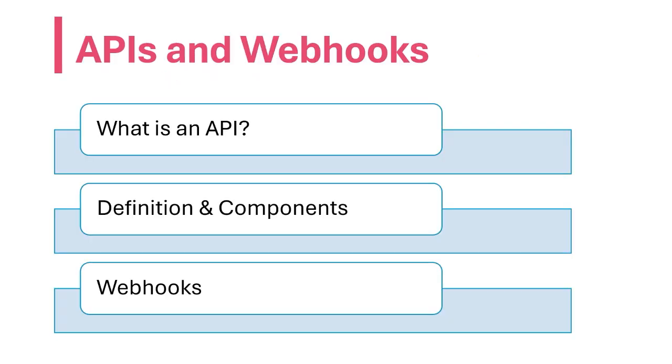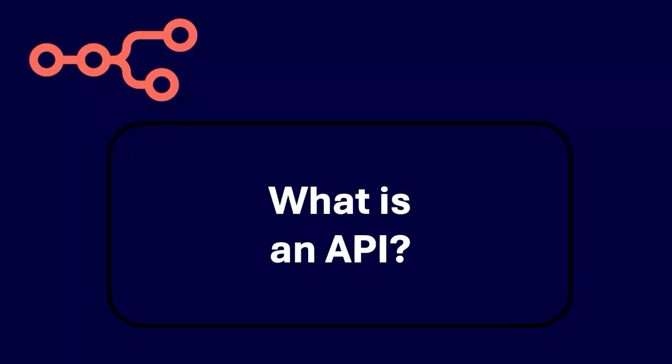So, in this video, we are going to discuss what an API is, its definition and its components, and what the meaning of webhooks is. So, what is an API? Let's start with the term API, which stands for Application Programming Interface. In simple words, it's like a messenger that helps two different software systems communicate with each other.